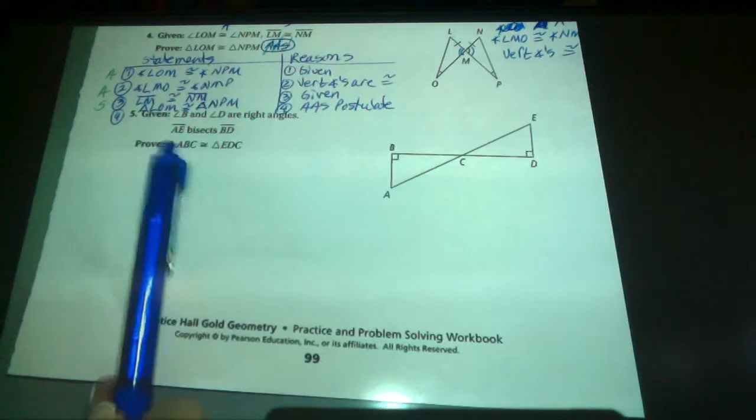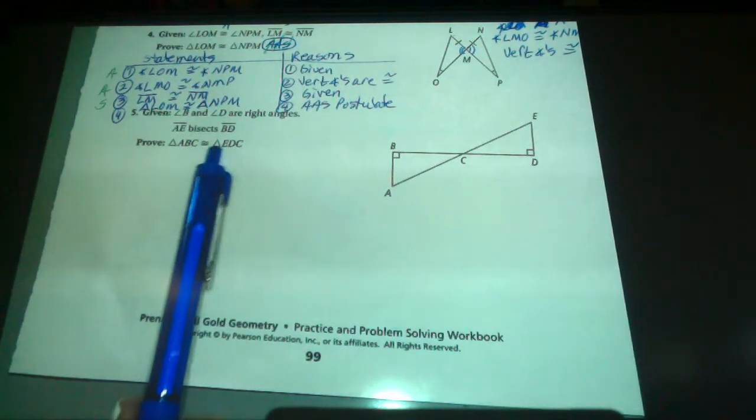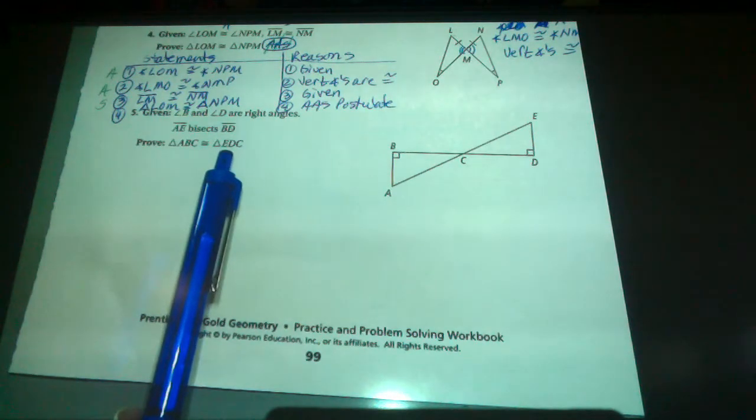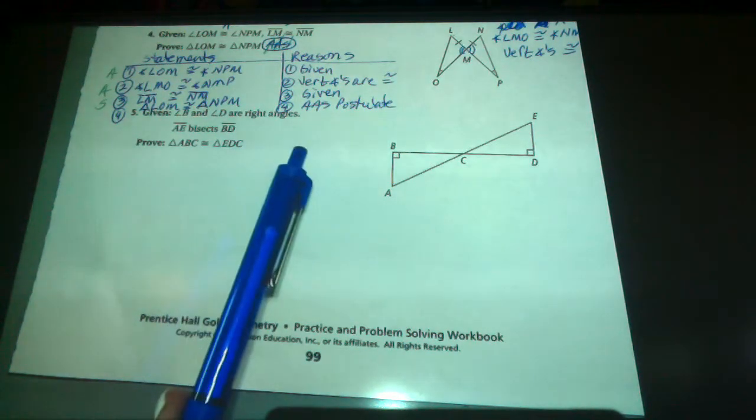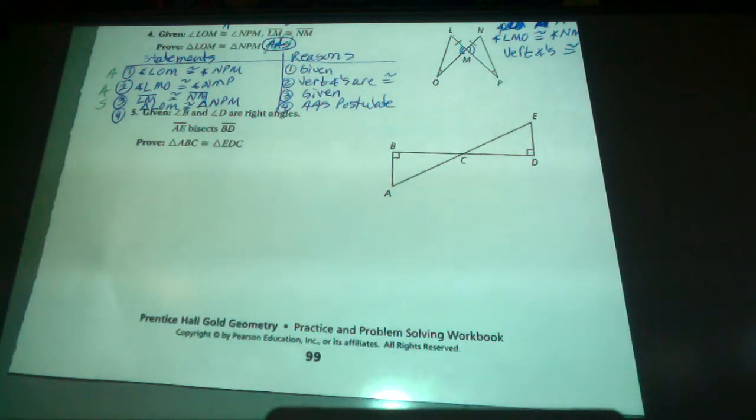What do you know about a bisector? AE bisects a side. So a line bisects a line. What does that give you? Two congruent segments. So this is going to give you an angle and a segment, and then you're left to find something else. So it's going to take you two steps to get to each of these. You should have one step to get to the third thing, and then finally you should be able to reach your triangle congruent. So do your proof planning.